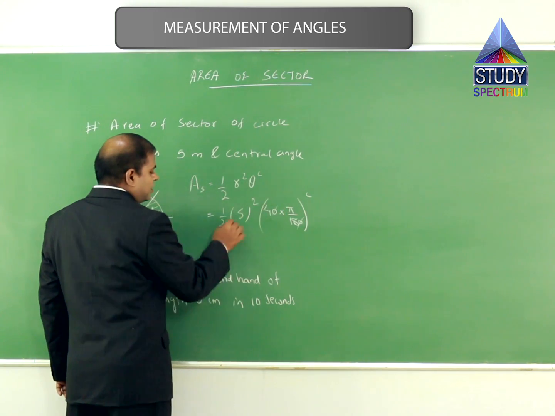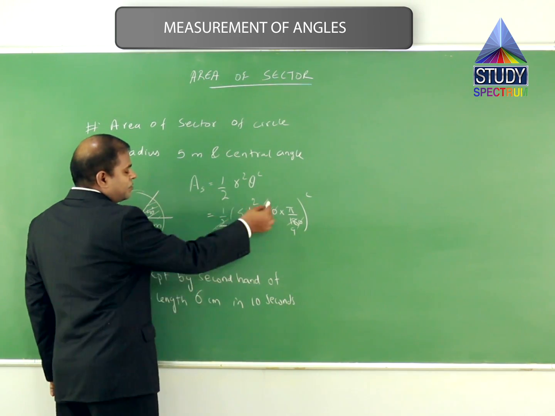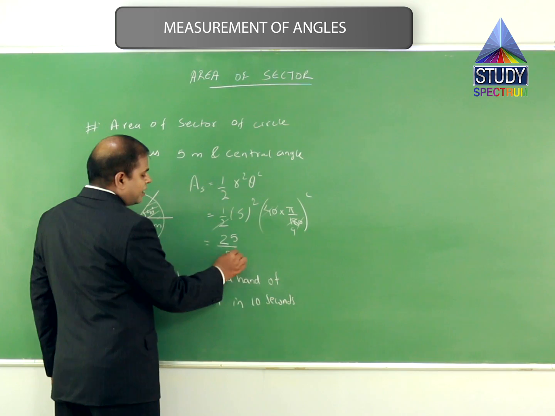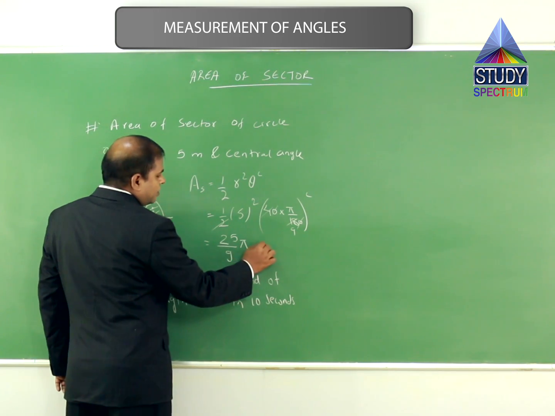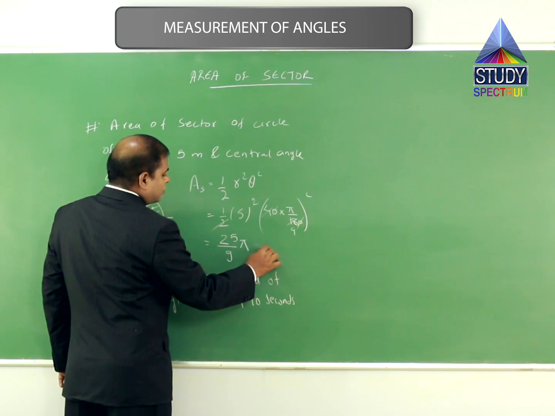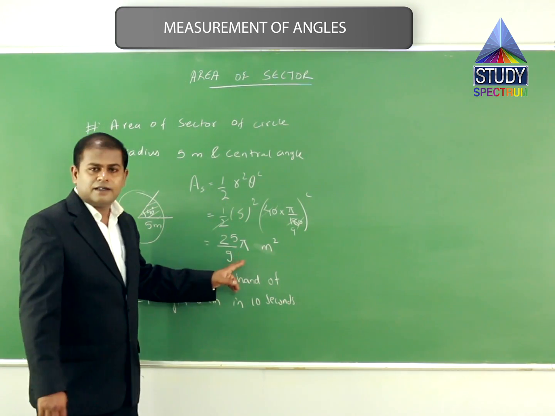So this gets cancelled, this is cancelled, and this is 9. So 5 square is 25, 25 by 9 pi. Sorry, the unit this time is meter, so meter square. So the answer is 25 pi by 9 meter square.